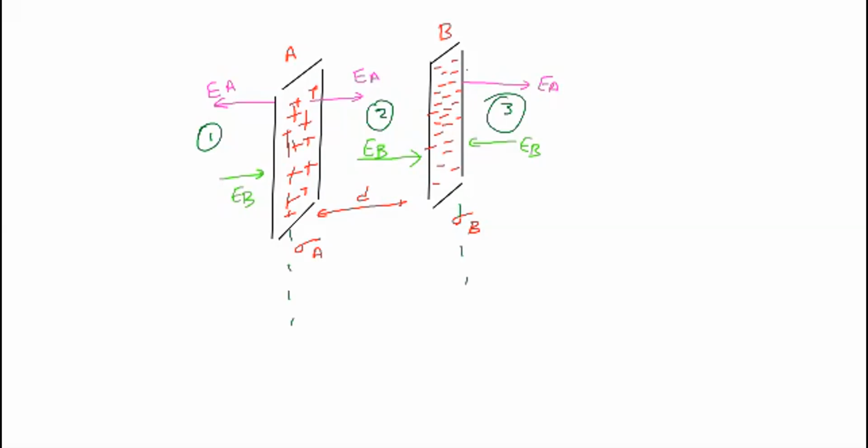I'll take three different regions. Now, the electric field E: EA and EB are both in opposite directions. I'll take EA minus EB for the first case. In the second case, both are in the same direction, so it is EA plus EB. And in the case where both are in opposite directions, E is equal to EA minus EB.